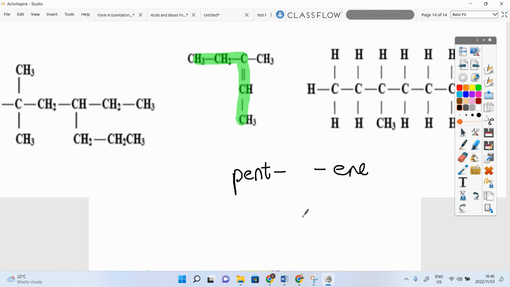Where is it? Second. 1, 2, 3. That's on the third one. Let's count from this side. 1, 2. After the second one. So it's going to be pent-2-ene. And then you have the chain of only one carbon, so is it 3-methyl?